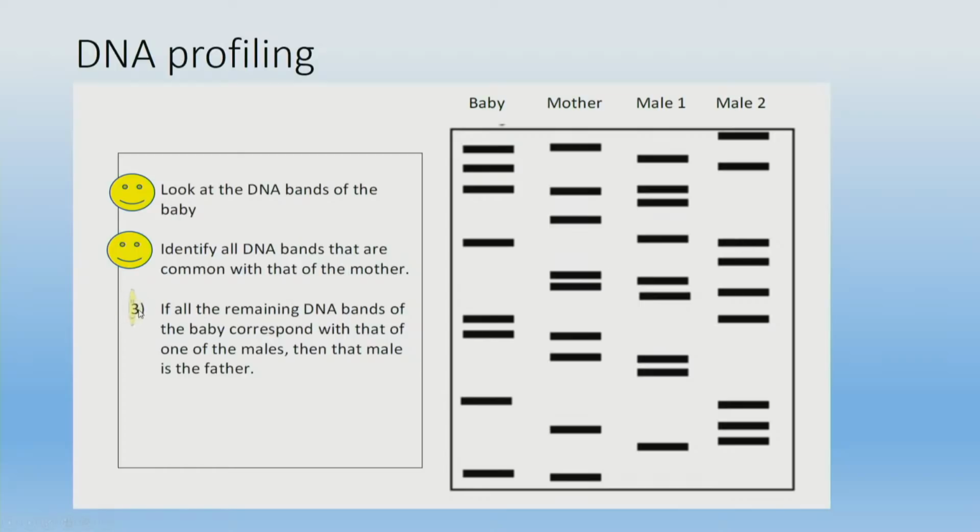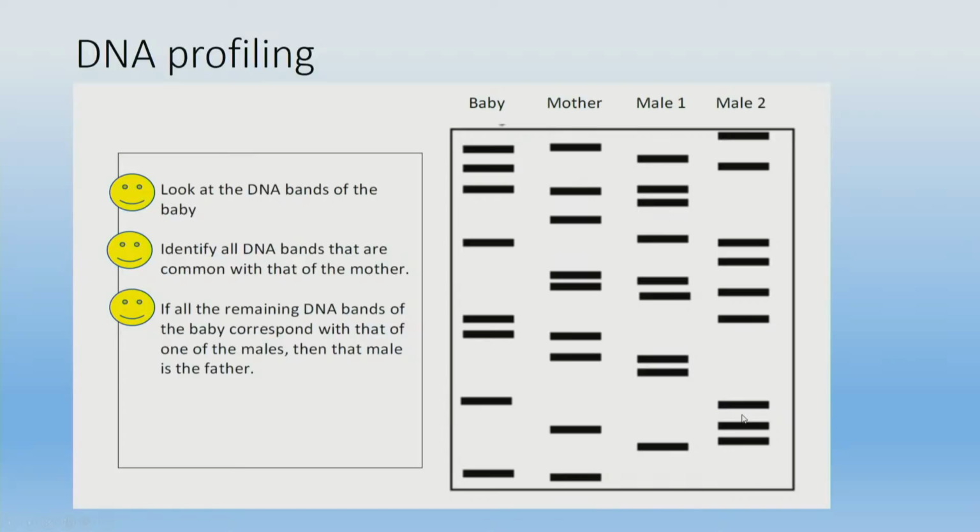So at the last one, if all the remaining DNA bands of the baby correspond with that of one of the males, then that male is the father. So we're going to look at that one. It doesn't correspond with the mother, so it must correspond with one of the males. Also this one, it must correspond with one of the males. Same with this one. Now in this case, we can see that it is male 2.